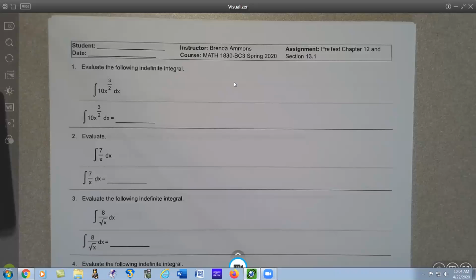Okay, guys. There's a lot of problems where you just have to evaluate the following indefinite integral. And you know that you need to send me your work, because it will remain a 0 in my record book until I see the work.